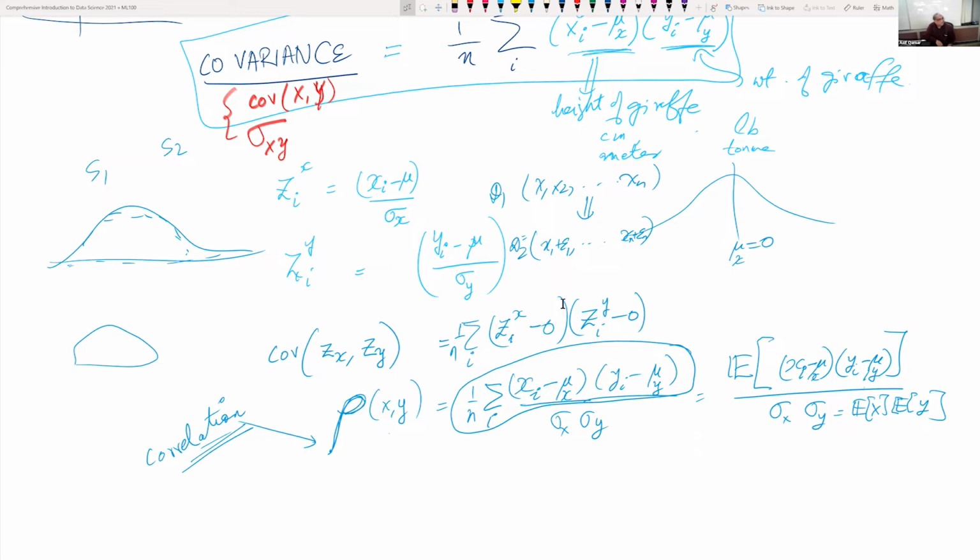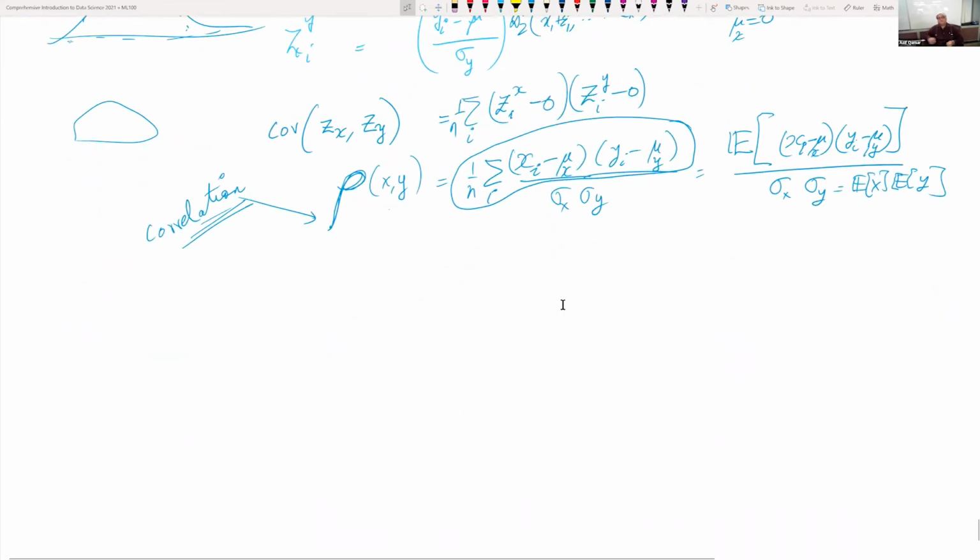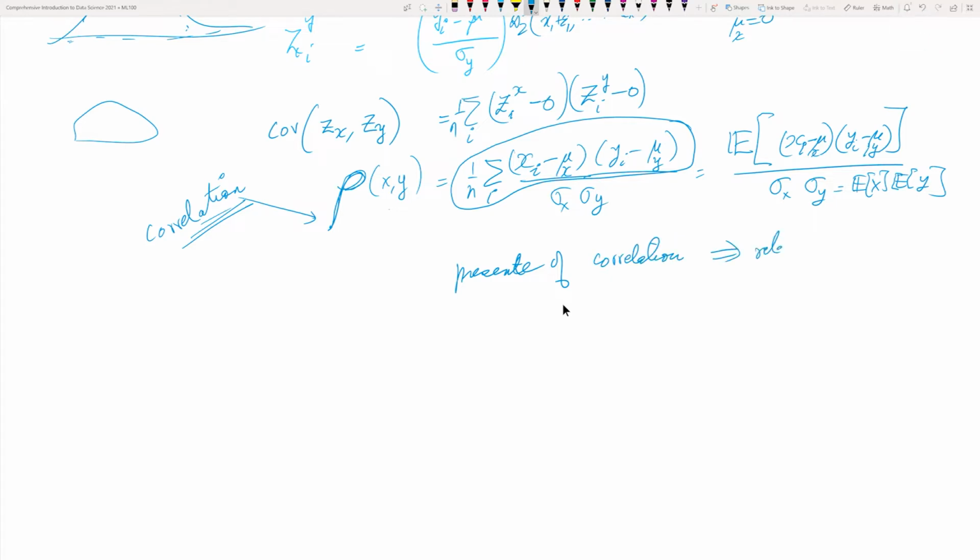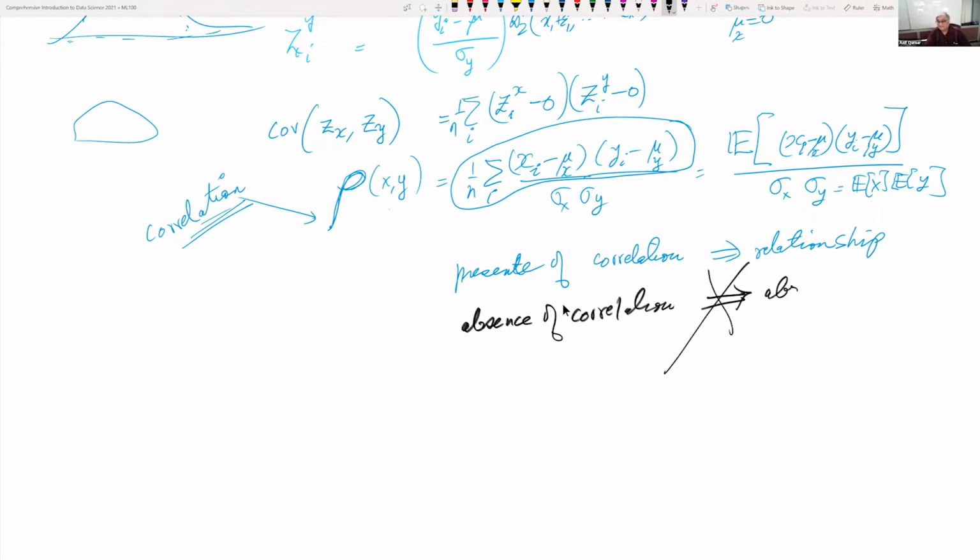there is a relationship. Anytime there's a presence of correlation, presence of correlation implies relationship. But the converse of this is not true. And this is something you should always remember: absence of correlation does not imply absence of relationship.